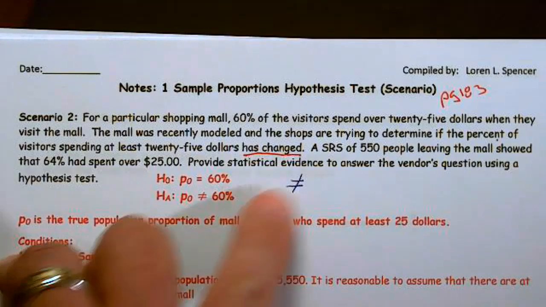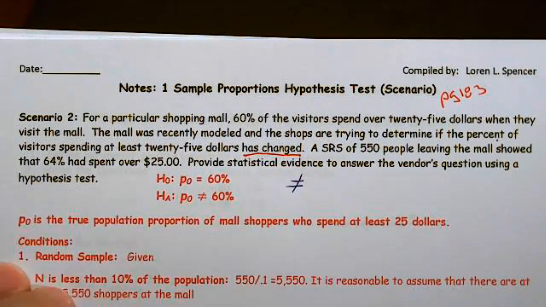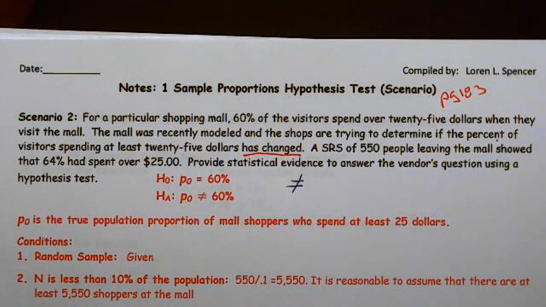We have a simple random sample of 550 people leaving the mall. It showed 64% had spent over $25. Provide statistical evidence to answer the vendor's question using a hypothesis test.